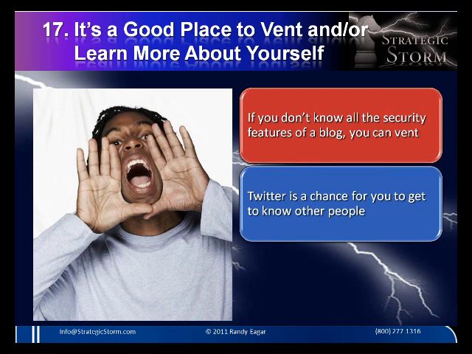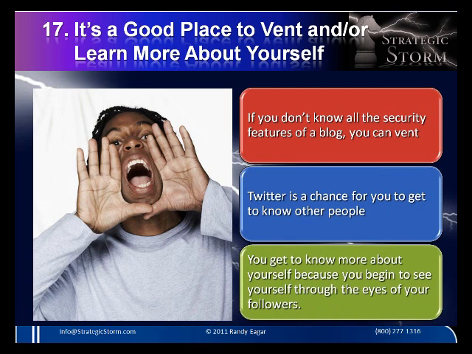Scholars study culture and people, so by studying their culture, we get to know about themselves and their own culture. You get to know more about yourself because after tweeting for a while, you begin to see yourself through the eyes of your followers. This is a great change that I experienced since using Twitter.